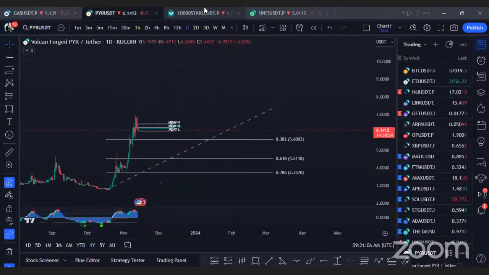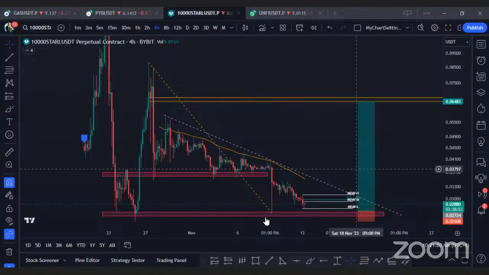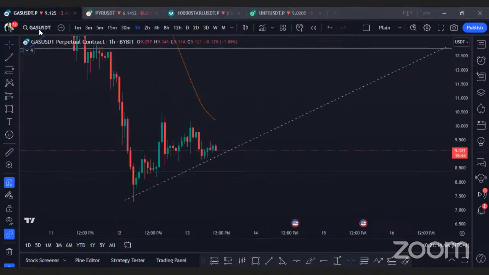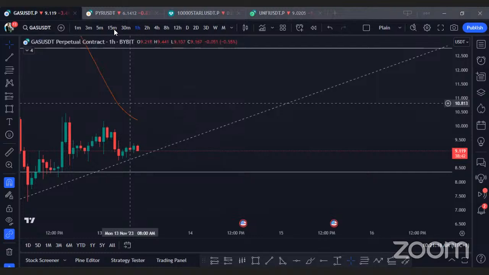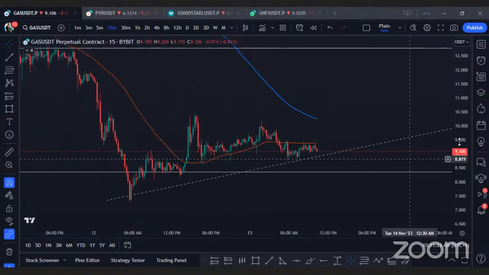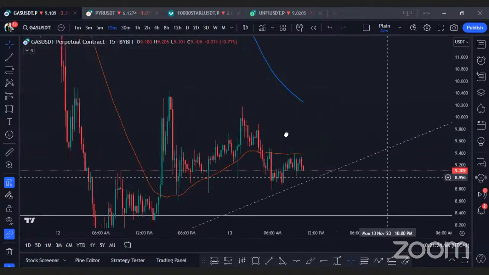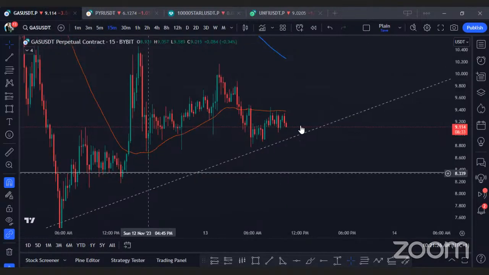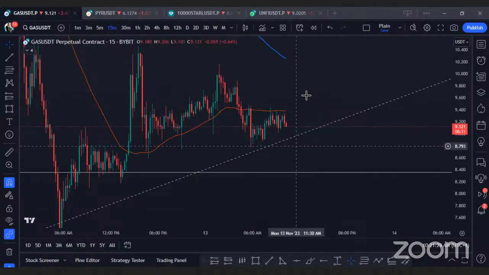All right, thank you guys for being here. We don't have a setup for gas for now. Gas was taking me out very often, but I still want to see it maintain and hold this trend line. I don't want to see it break below that.